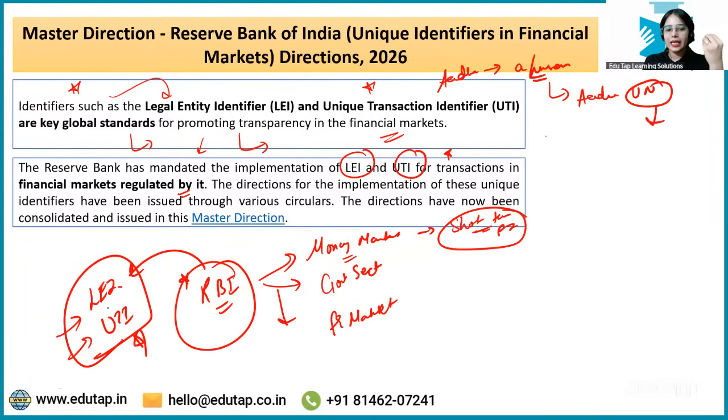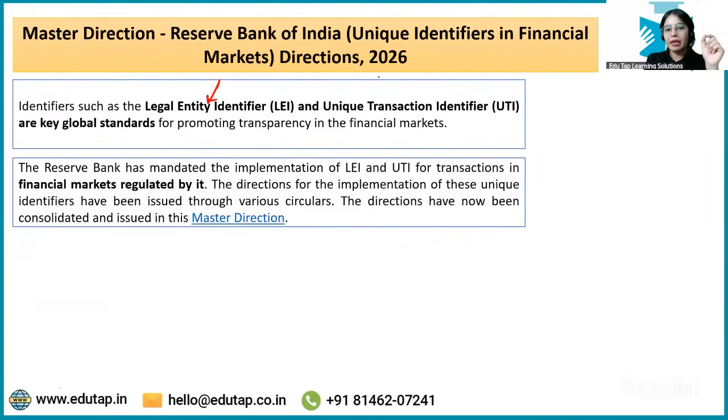Similarly, the LEI is the legal entity identifier that helps in identifying the entity engaged in the financial transaction. The unique transaction identifier helps in identifying a particular transaction. So RBI has said that these identifiers are mandatory. They have to be used for the transactions happening in the financial markets regulated by RBI.